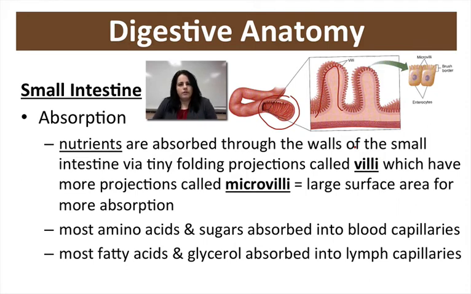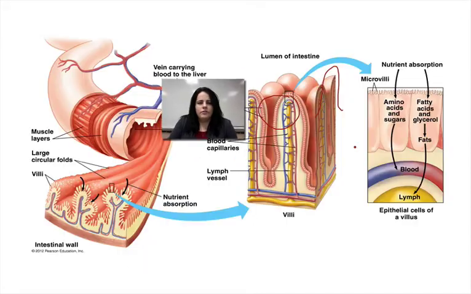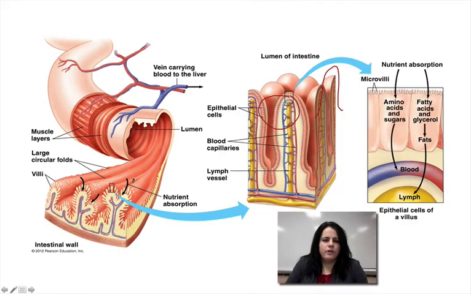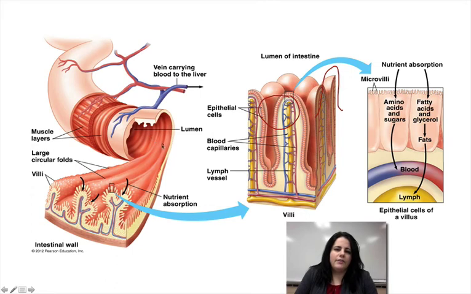Also, nucleotides, which are the building blocks of nucleic acids, can be absorbed too and delivered to your cells, and your cells could use those nucleotides in things like cell division and DNA replication to make more copies of DNA before cells divide. This is just a more elaborate picture showing the lining of the small intestine and all those folds, which are called villi, and then the folds on top of the villi, which are called microvilli.